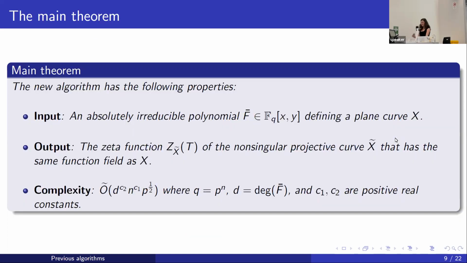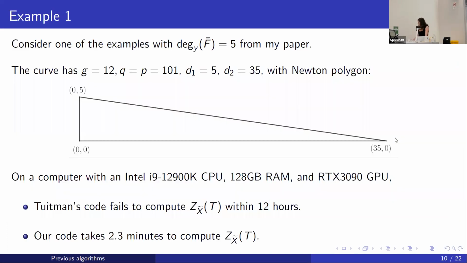Okay. Despite the inferior asymptotic time complexity that I mentioned, there are many examples where the new algorithm outperforms Teichmann's algorithm. Here is one such example. I haven't provided on the slide the defining equation of this, but you can find it on my GitHub. This example has genus 12, is defined over the finite field of cardinality 101, and it has this Newton polygon here with vertices at (0, 0), (35, 0), and (0, 5). This Newton polygon has 66 interior points, but the curve only has genus 12.